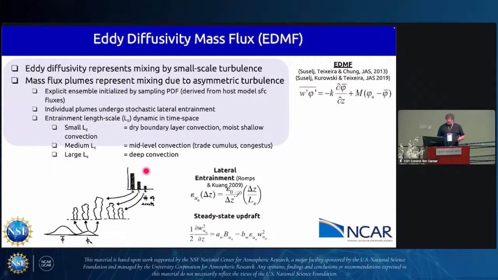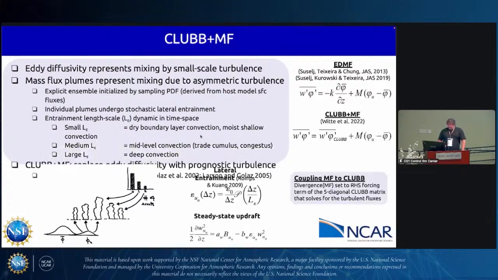And the way that we will try to parameterize different regimes is by varying this entrainment length scale. And so we want this dynamic in time and space, where a small entrainment length scale would be shallow convection, a large entrainment length scale would be deep convection, and mid would be in between. Yeah, this is a bit problematic. So I will just state what's underneath the figure here.